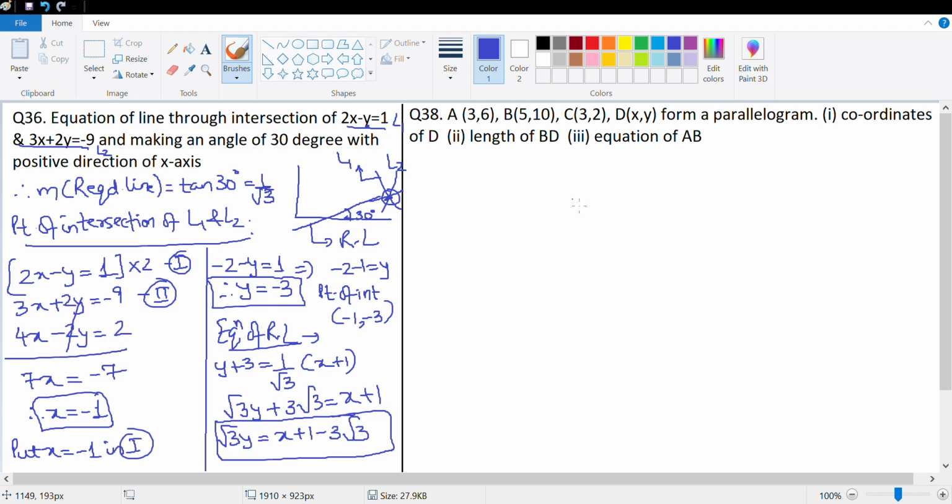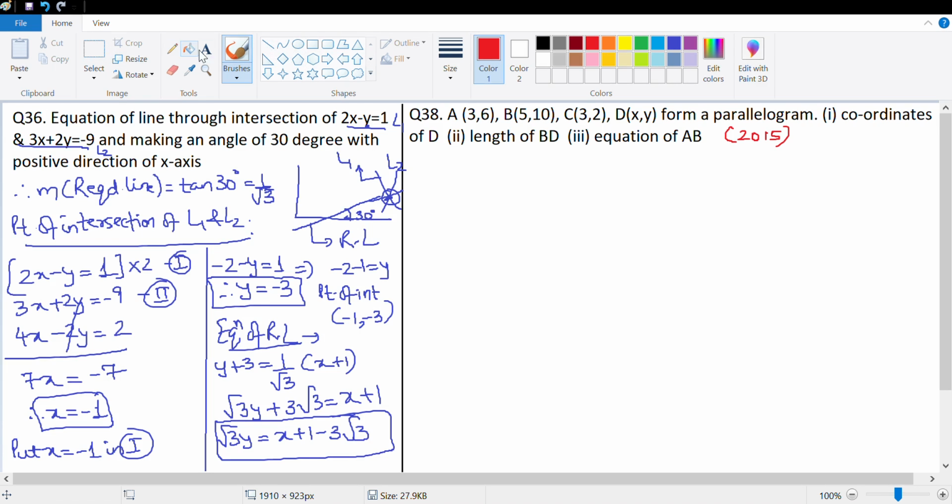Let's look at the last question for this video. It says question number 38. Three vertices of a parallelogram taken in order are A, B, C. Find the coordinates of the fourth vertex D. This question appeared in the exam in 2015. So let's look at this question.